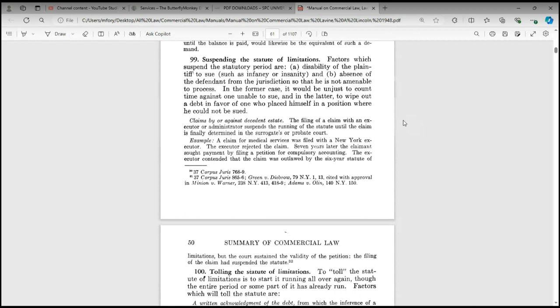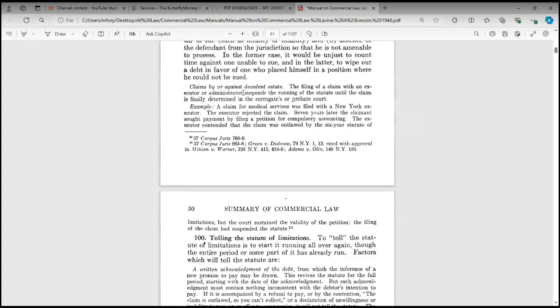In the former case, it would be unjust to count time against one unable to sue, and in the latter, to wipe out a debt in favor of one who placed himself in a position where he cannot be sued. So that's like an equitable principle. Why would you deny this person because of a defect, right? Their infancy or insanity, right? And why would you screw over someone that's being owed money because the other person was able to go somewhere where we can't catch him? So the limitations is frozen.